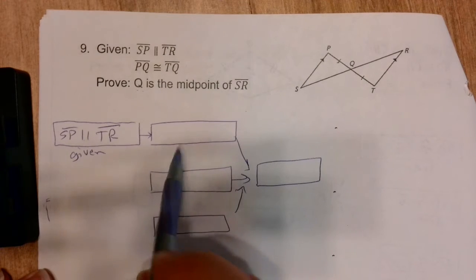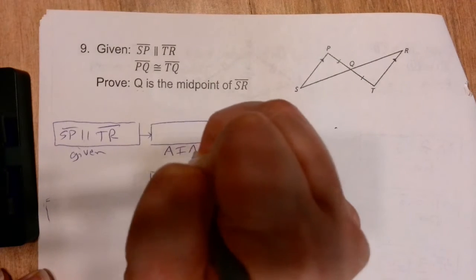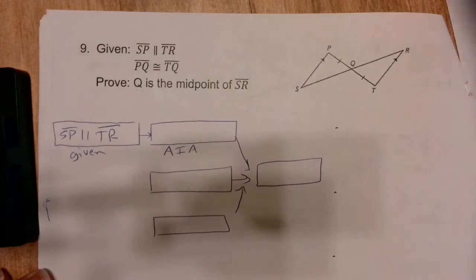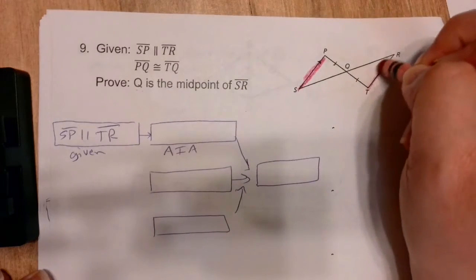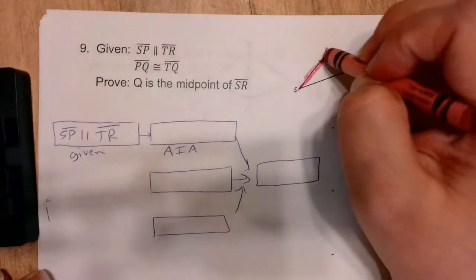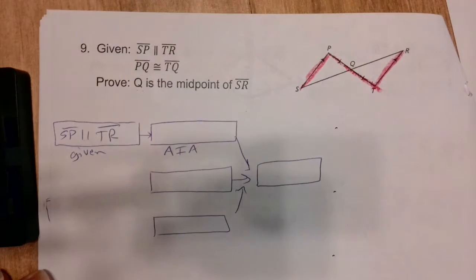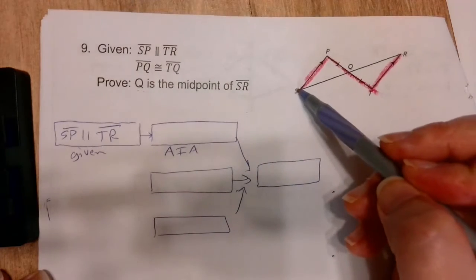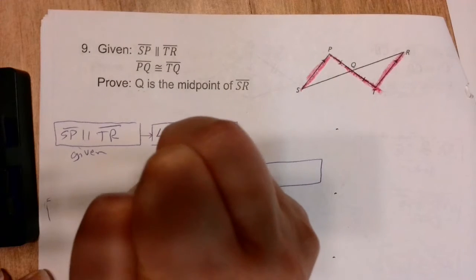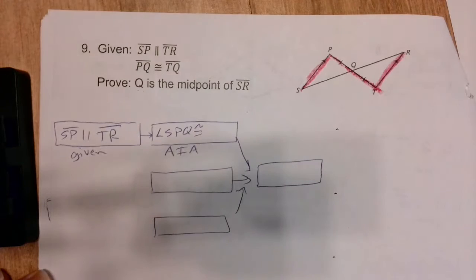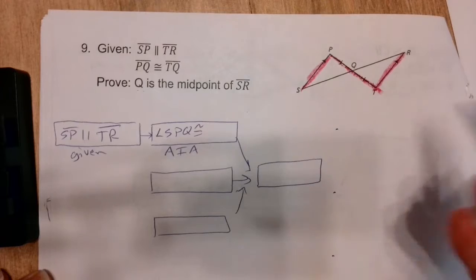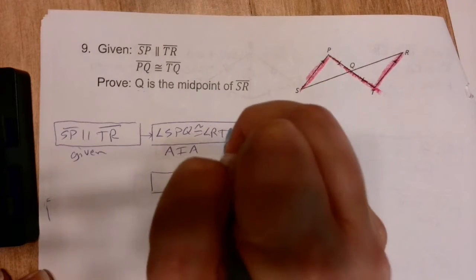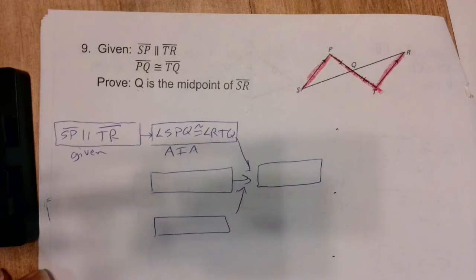After parallel always comes A, I, A. And it's a good idea with parallel to go ahead and make a zigzag. SP is parallel to TR. I'm going to do this zigzag. Angle SPQ, starting at the end of the zigzag, go to the other end, RTQ. So angle SPQ is congruent to angle RTQ by alternate interior angles.